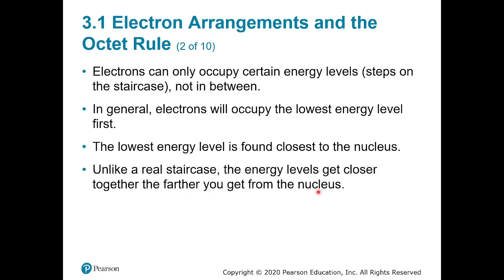Now, electrons can only occupy certain energy levels. These are going to be steps on a staircase they can't occupy between. In case you're wondering, this is quantum mechanics. That's actually what that is about, right? That they're split up into quanta, quantizable amounts, okay? Now, in general, electrons are going to occupy the lowest energy level first. Think of it like ground level, okay?